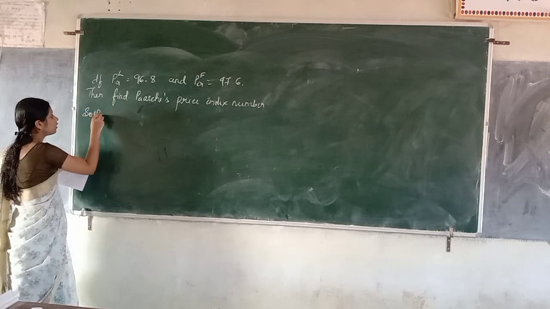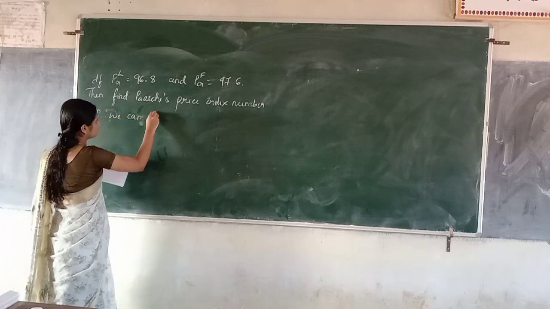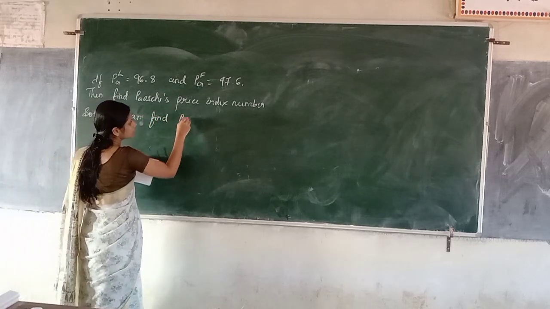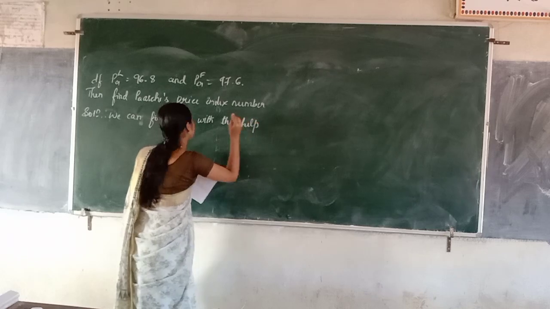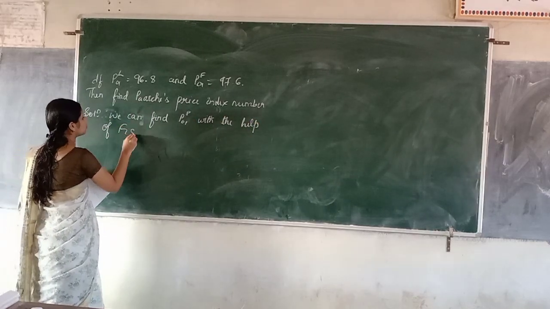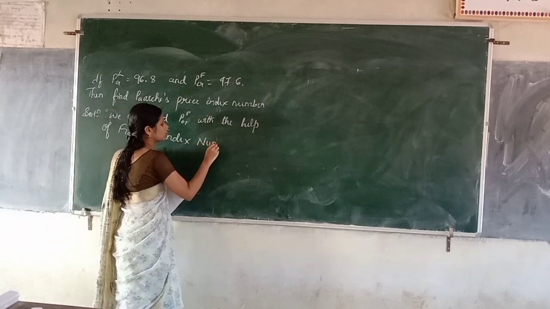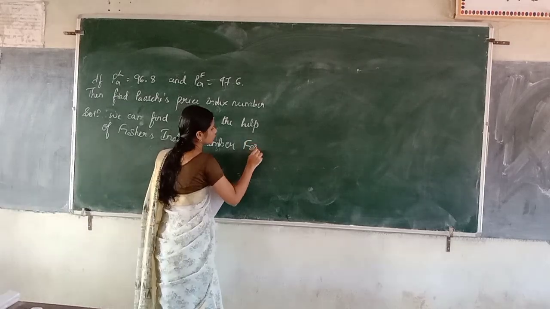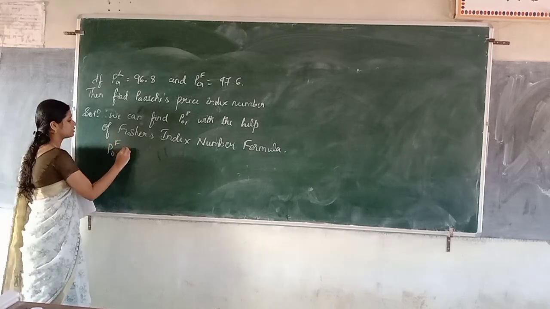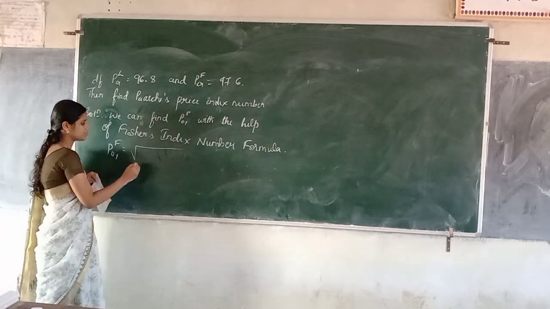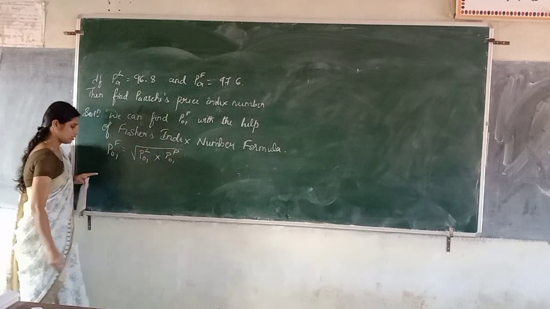So in the solution, first of all, we write that we can find past year's price index number with the help of Fisher's index number formula. Fisher's index number formula is P01F is equal to the geometric mean of last year's and past year's price index number. That is, the square root of P01L into P01P, which is equal to.